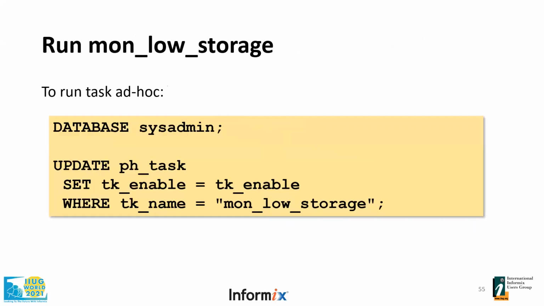My last bit here, I wanted to say, if you need to run that monlow storage task manually, just to expand the space, you can do so by updating the PH task table. And you just update any column there, and it will just go ahead and kick off that job.